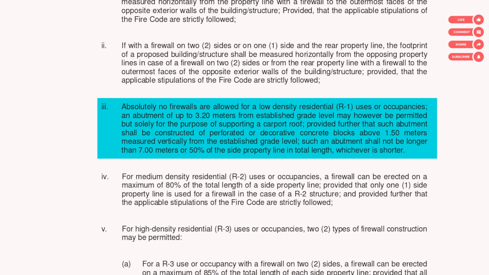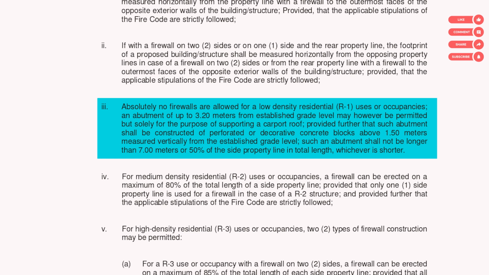Second, it cannot be solid concrete throughout the entire height. Okay. The bottom portion, the bottom 1.5 meter portion, can be solid, but above that, it has to be made of perforated concrete blocks. Okay, and you'll see that above the 1.5 meter line, it's perforated. So that's correct. Now that's how it's supposed to be.